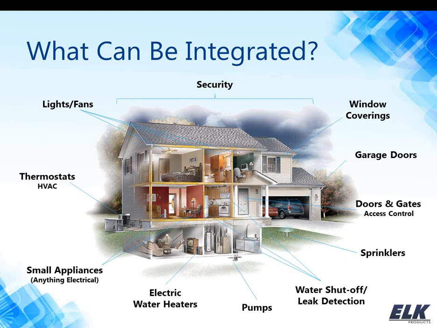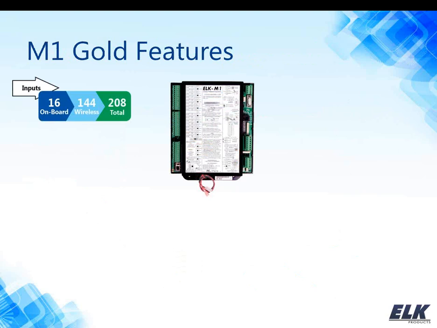And we will be going to use some of these examples as we move on through the presentation. So what we're going to do is jump in here. I'm going to give you a nice big overview about the panel itself. You can see here, you've got 16 onboard inputs. It's expandable to 208, and out of those we can have up to 144 of those wireless, and we do have some different wireless options.